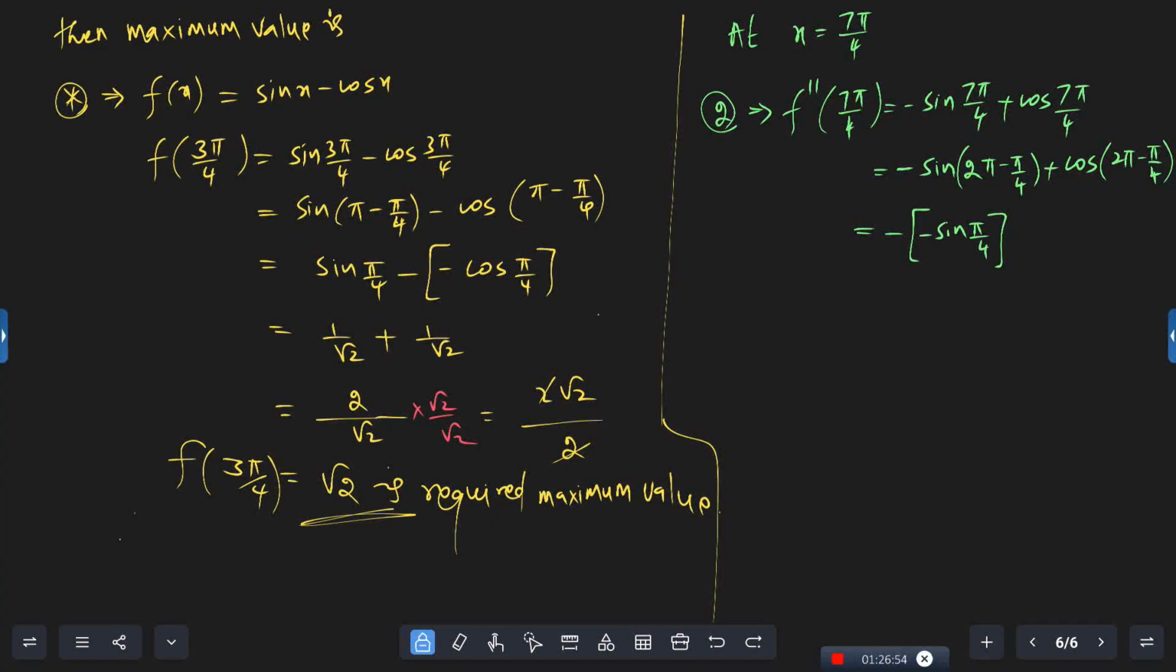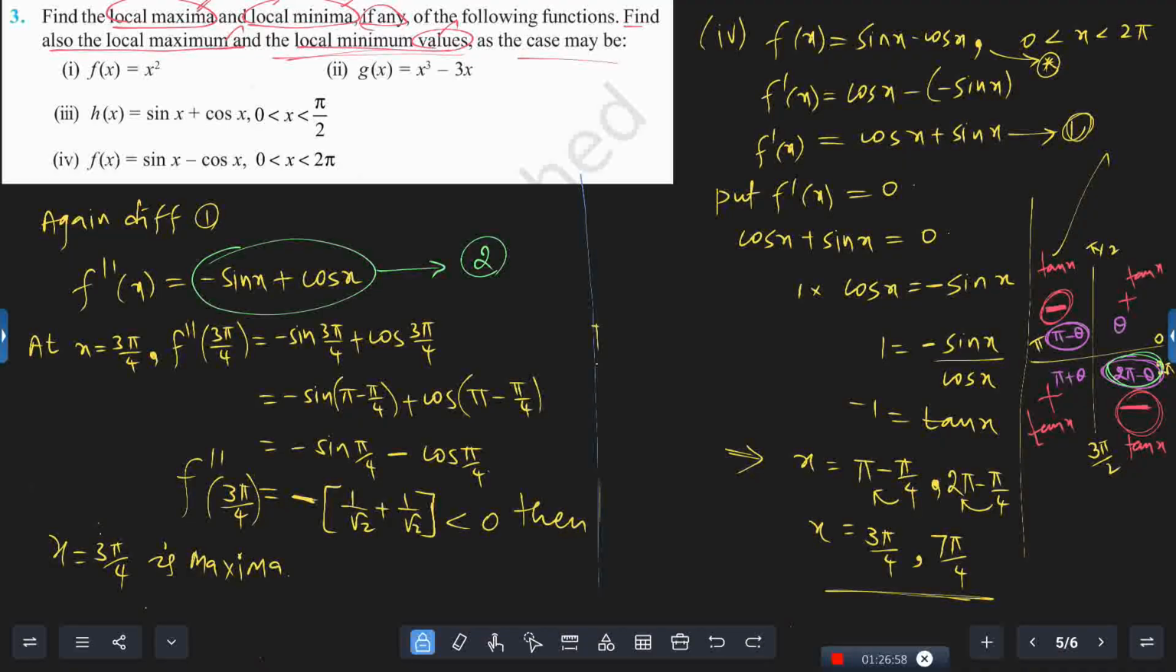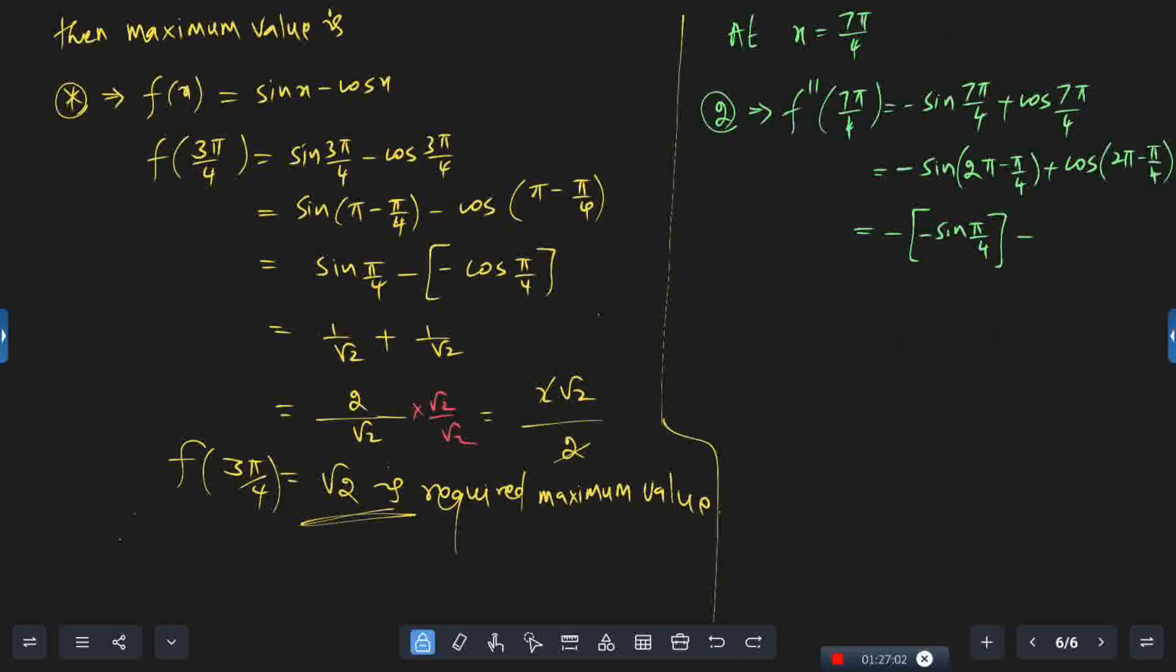What is cos in the fourth quadrant? Positive. All Silver Tea Cups: in the fourth quadrant cos is positive. So cos will be positive, no change, that will be pi by 4. So minus and minus gives plus, sin pi by 4 is 1 by root 2, again 1 by root 2. Root 2 same. 1 plus 1 is 2. If you take the conjugate, what am I getting? Root 2. Same answer.